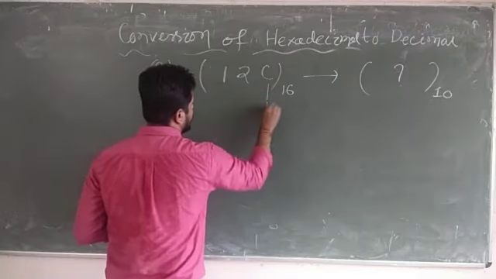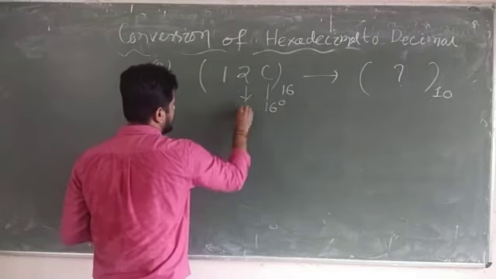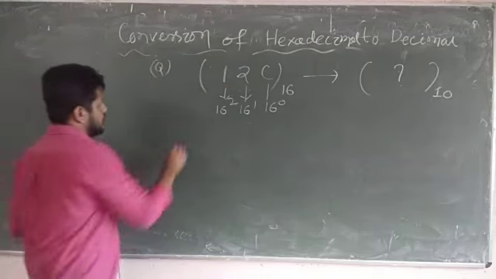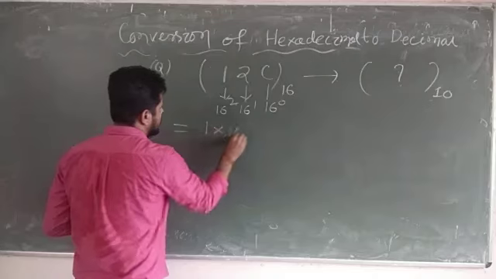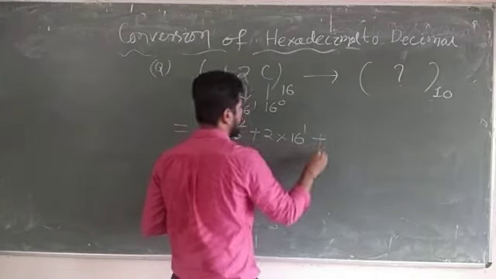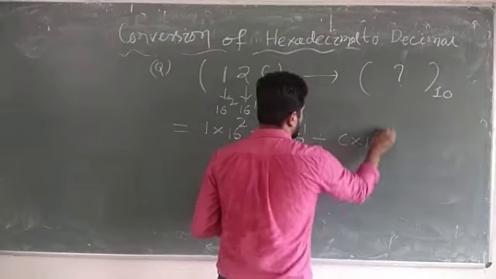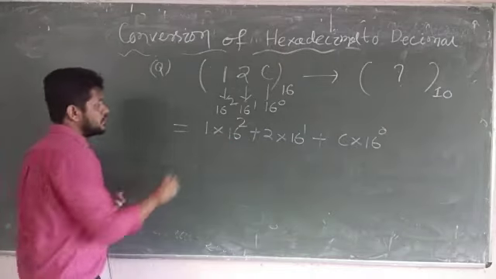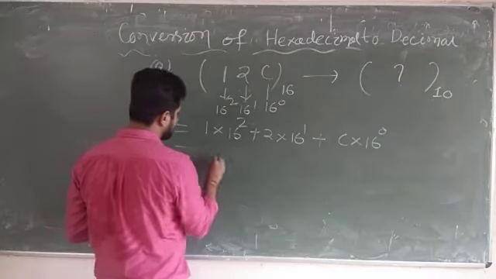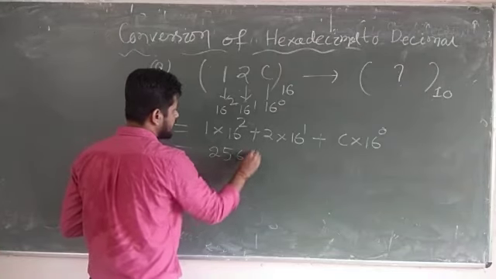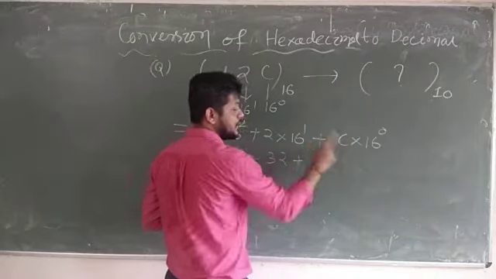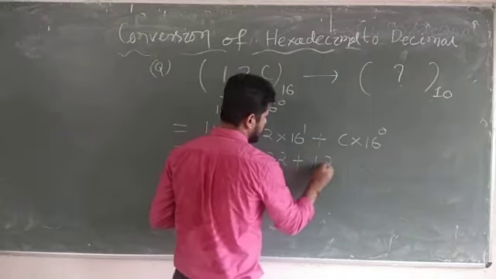So weight associated with this number is 16 to the power 0, 16 to the power 1, then 16 square. So how to write? So 1 into 16 square plus 2 into 16 to the power 1 plus C into 16 to the power 0. So 16 square means 256. So here the answer will be 256 plus 32 plus 16 to the power 0 is 1. C means 12.